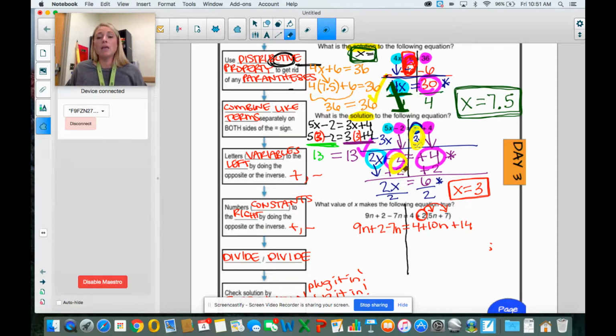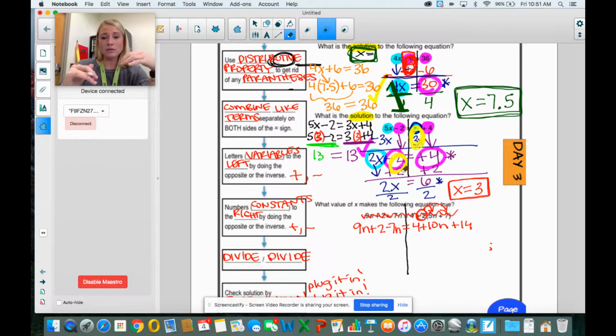Okay, now I have something completely new to look at. This no longer applies, so you could even mark it out if you wanted to. Step 1, distribute, clear your parentheses. We did that, no more parentheses. Step 2, combine like terms on the left side and then separately on the right side.